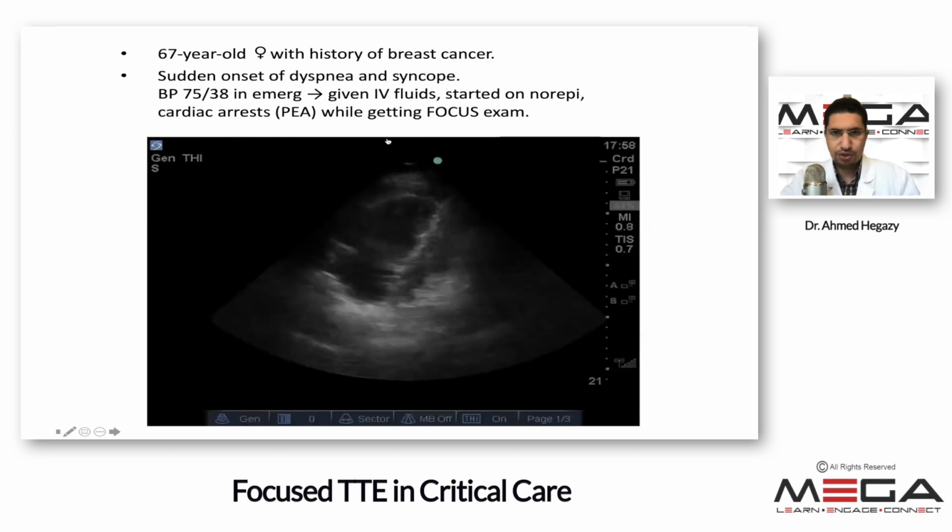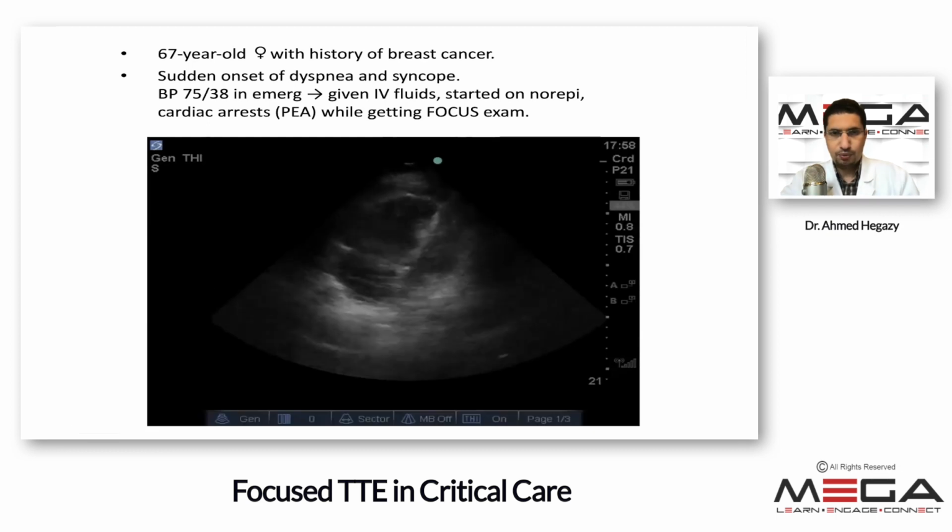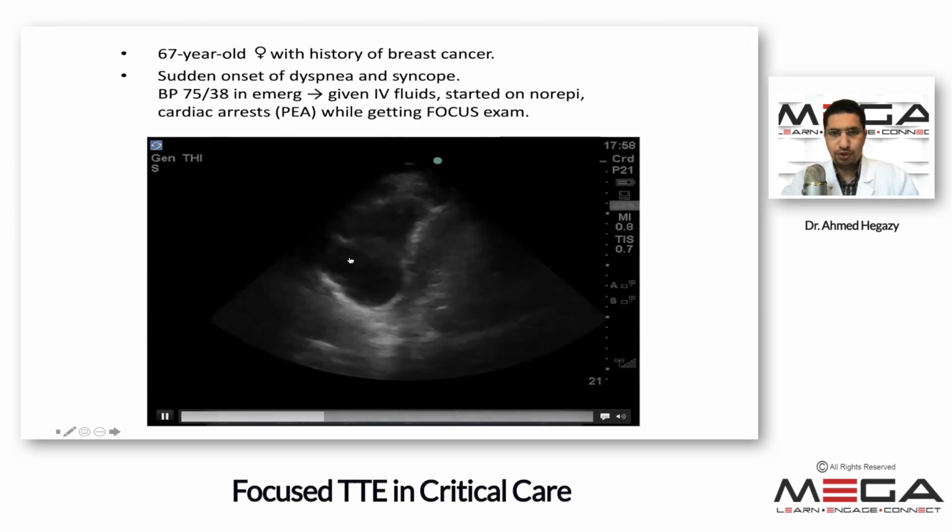The emerge physician actually consulted us in ICU, so we usually go down to assess the patient before admission. We did the ultrasound to assess why the patient was in shock. And this lady, this was the view that we got before she arrested. As we were getting this view, this was our attempt at an apical four-chamber. And you can see here, as we were doing this view, she went into a PEA cardiac arrest.